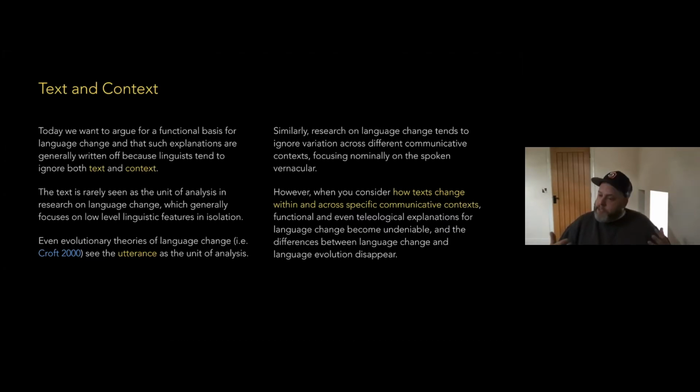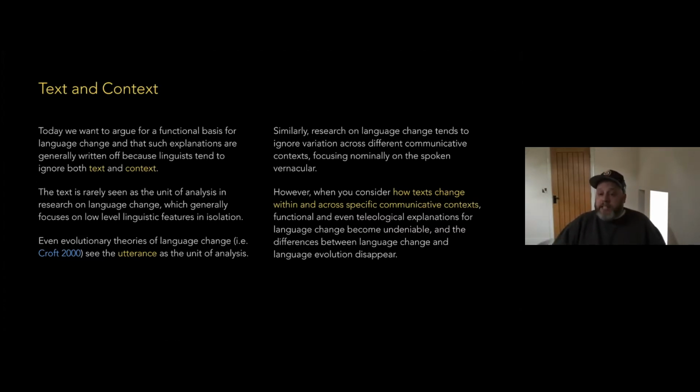So the units of analysis are not texts. They are probably just the occurrences of the feature. Even in Croft's evolutionary theory of language change, it's the utterance, not the text, that is the unit of analysis. And if you think of the utterance as something smaller than a text, or a text composed of utterances, then you can see how that's sort of limiting. You don't see the effect of people producing texts, like conversations, full acts of communication, and you maybe miss this a bit.